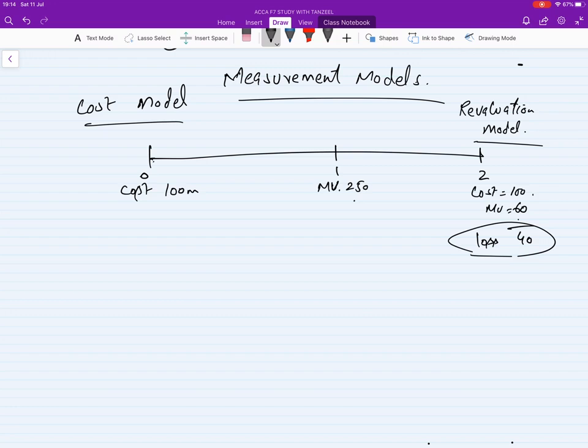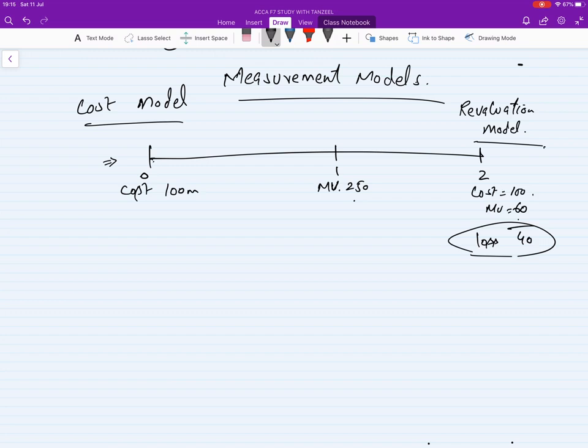The standard says no, once you have chosen one model, you continue using the same model. You cannot, in one year, use the cost model, and the next year start using the revaluation model. So once you choose it, keep it for the next years. And if you consider this example for another question, I'll give you one more thing.